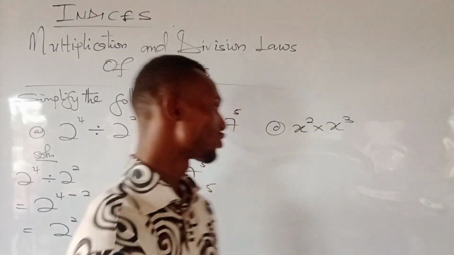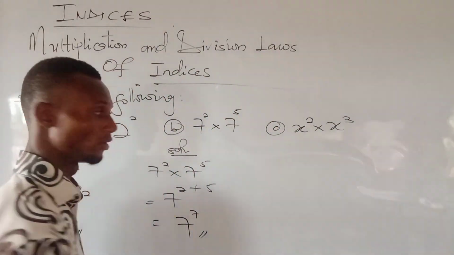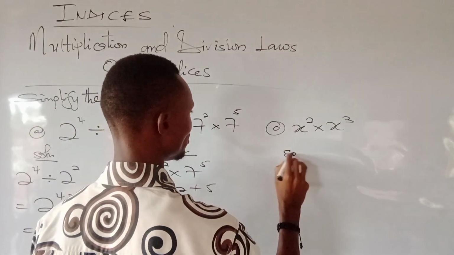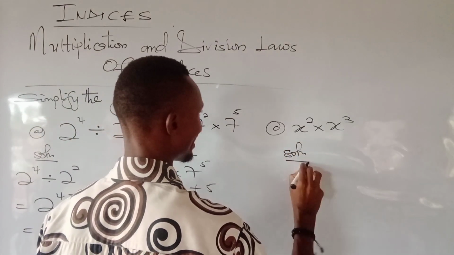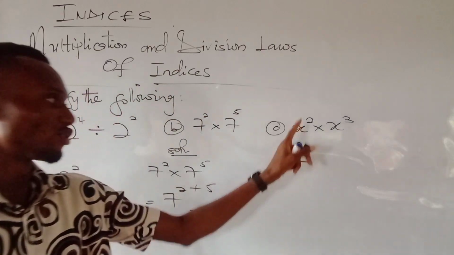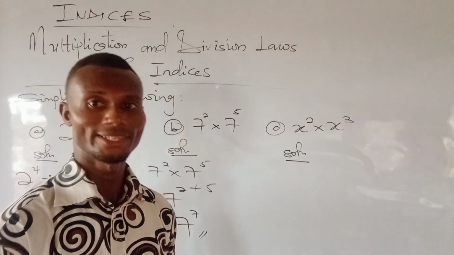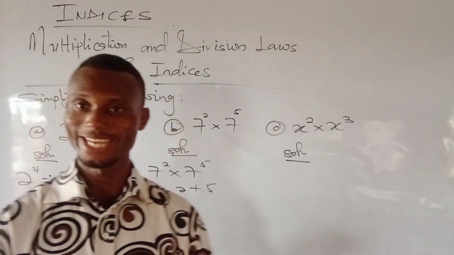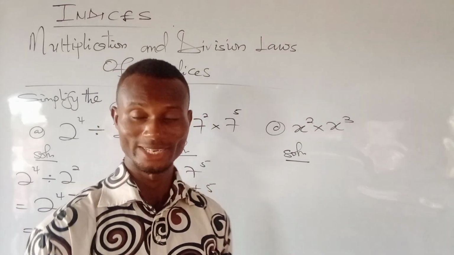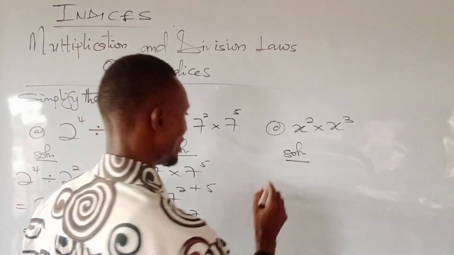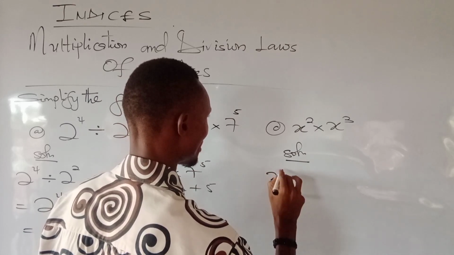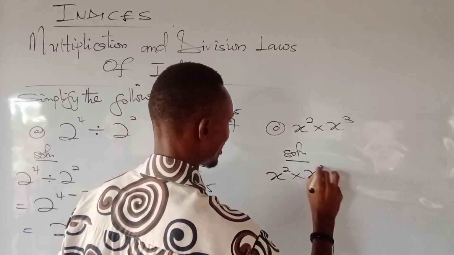Let's go ahead and handle the C. Let me write my solution and let's do the C together. So I have s to the power 2 times s to the power 3. We are going to apply the multiplication law of indices. Let me write the question: I have s to the power 2 times s to the power 3.